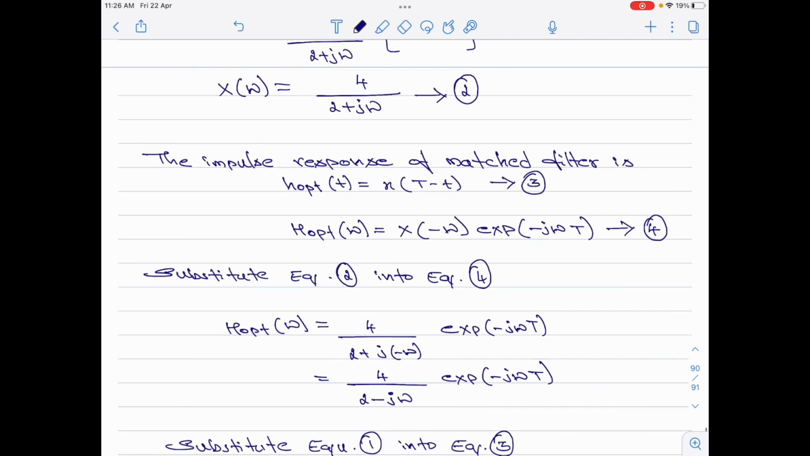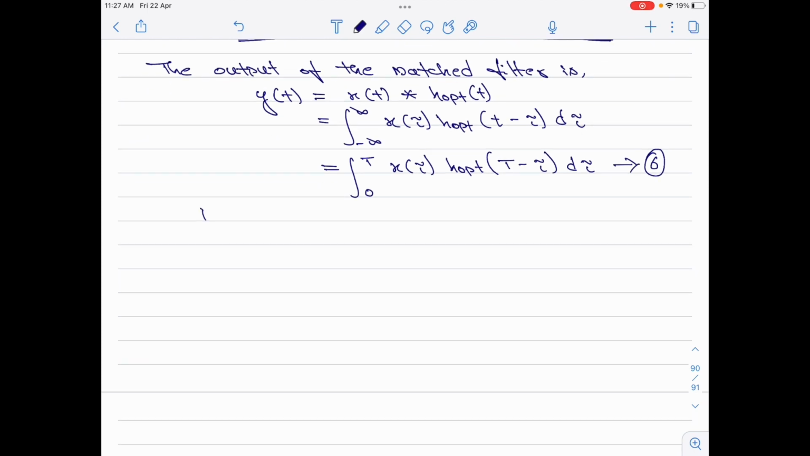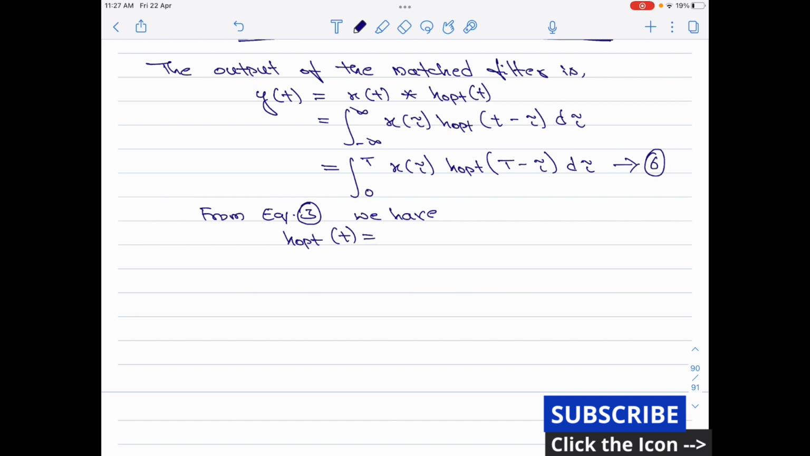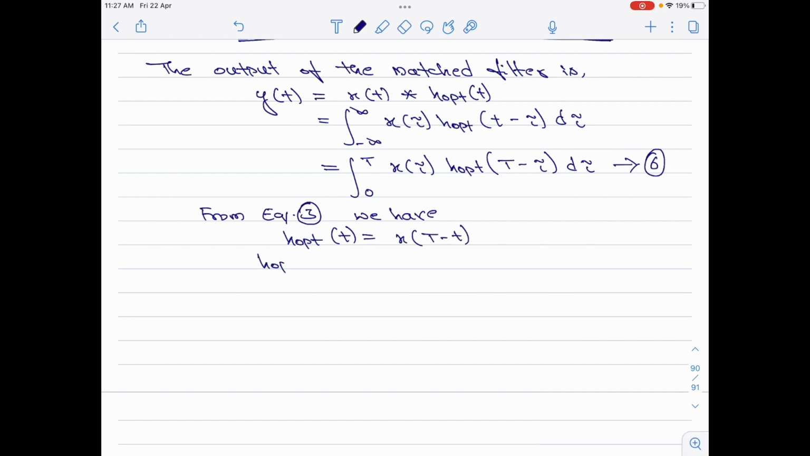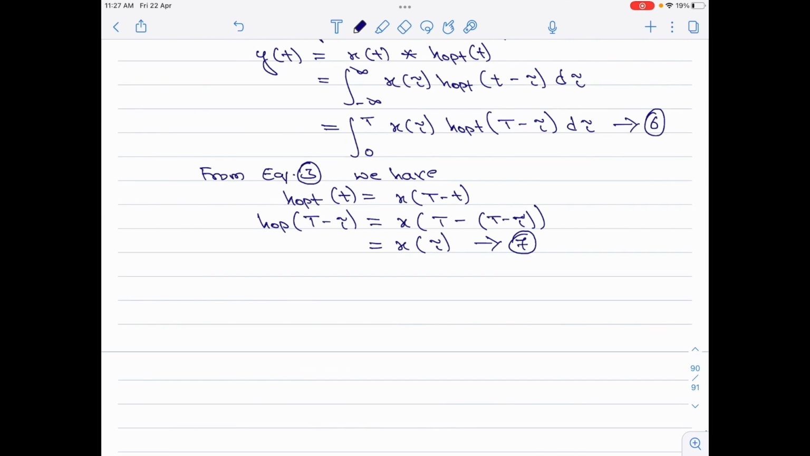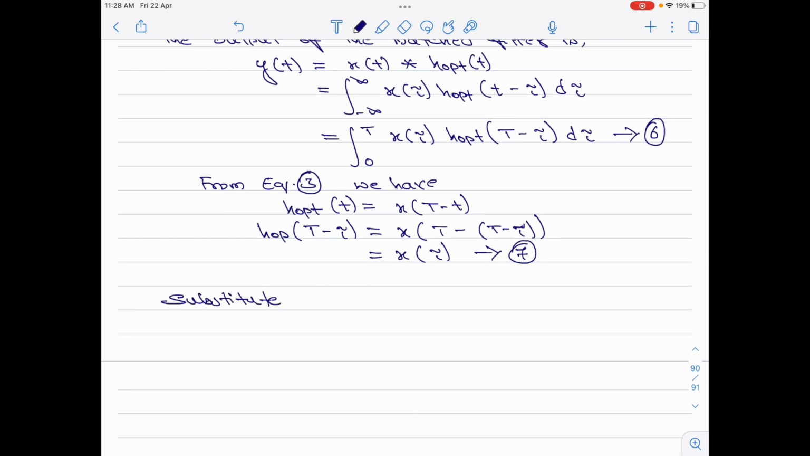Previously, from equation 3, we have noted that h optimum of t is x of capital T minus small t. Let me write that down. Therefore, h optimum of capital T minus tau will be equal to x of capital T minus, in place of t, you have to write capital T minus tau. This is equal to x of tau. Let me call this equation 7. Now, I will substitute equation 7 back into equation 6. Therefore, y of t is equal to integral 0 to capital T x of tau multiplied by x of tau d tau.